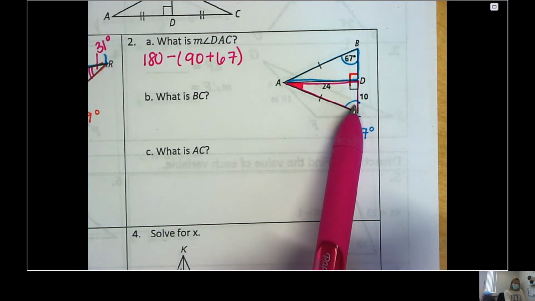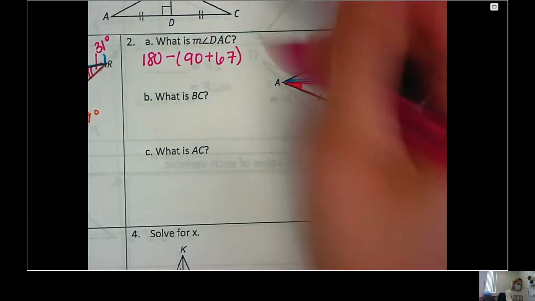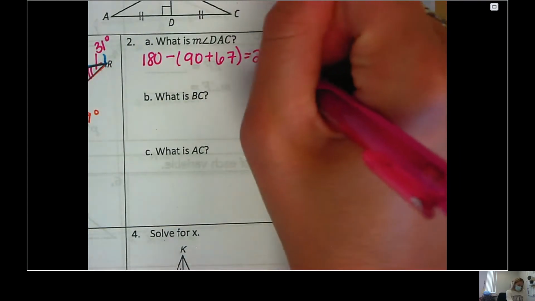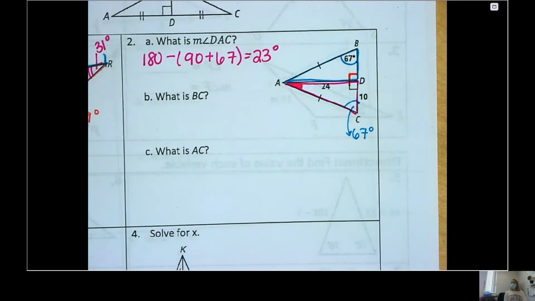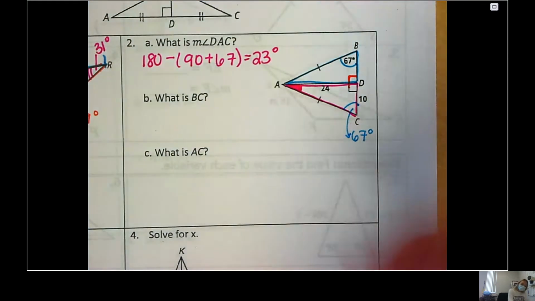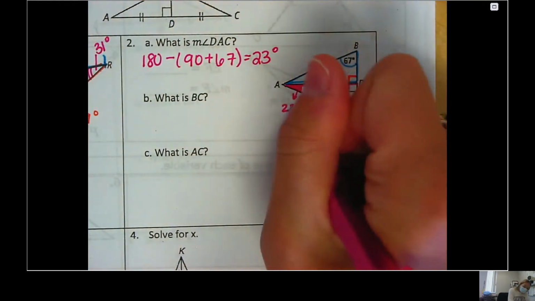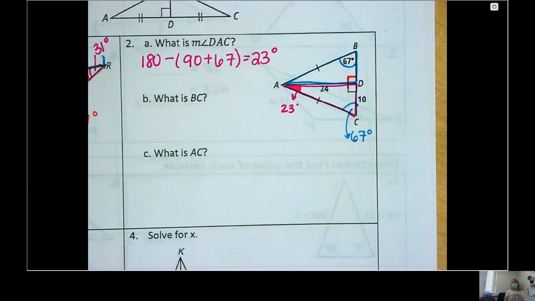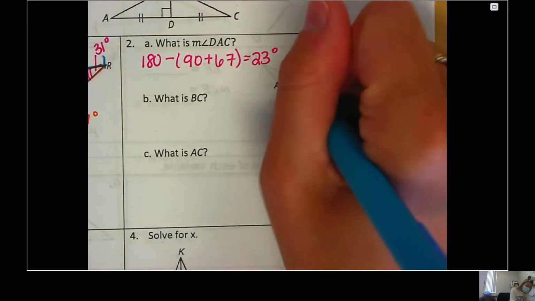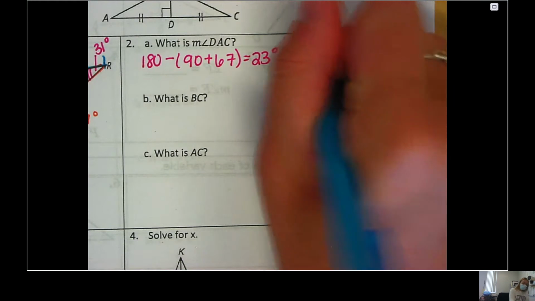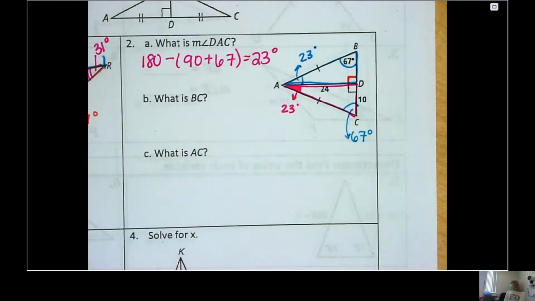So if I add 90 and 67, I get 157, and then I subtract from 180, and I get 23. Yeah. 23 degrees. So this piece right here is 23 degrees. What does that mean the piece right next to it is? 23 degrees. Okay, see? Isosceles are not hard. Once you figure out one, you figured out the other.